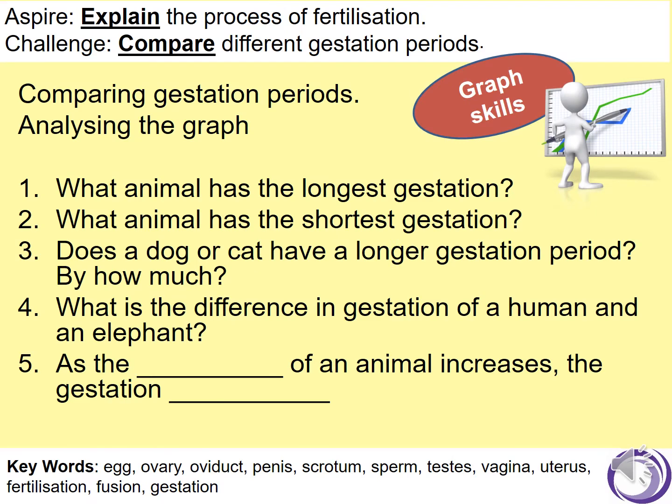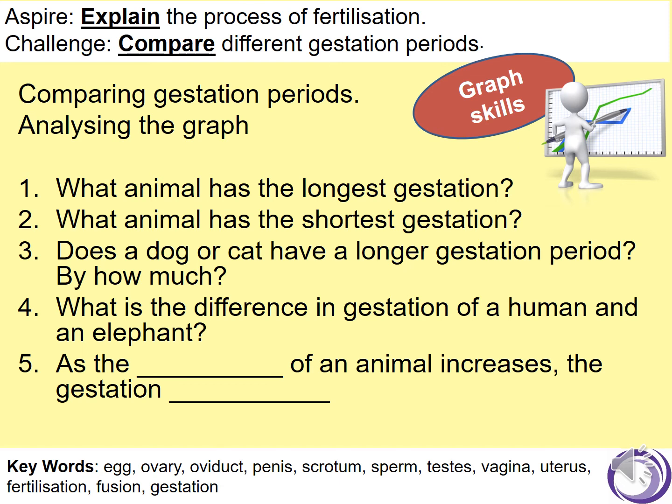So first of all, let's see if you can answer these before I give you some answers. What animal has the longest gestation? Okay, just a quick look. That's going to be your tallest bar, which of course is an elephant at 660 days. Which animal has the shortest gestation? Well, goodness me, it's a hamster, which is only 16 days, which is quite remarkable.